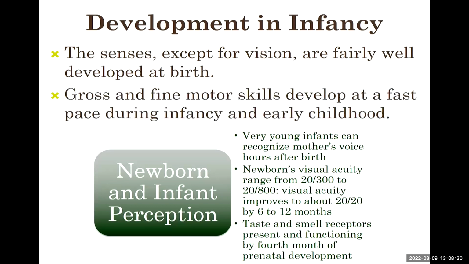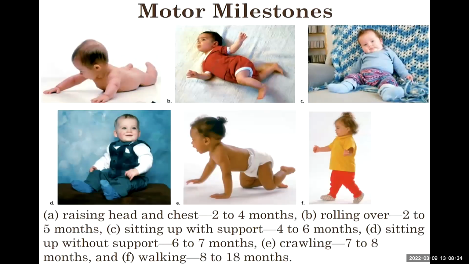Motor skills develop really quickly. Here are some of the motor milestones I was talking about. Around 2 to 4 months, if you put babies on their stomach, they learn how to raise their head. You first put babies down to sleep on their back because of the risk of sudden infant death, but they do need some time on their stomach so they can learn how to push up and roll over. These are the physical milestones.